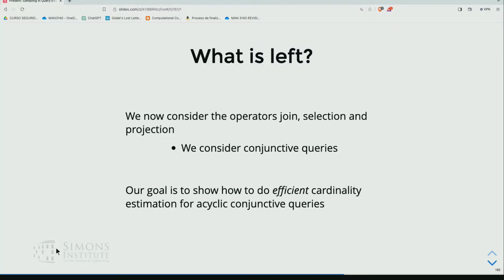Under bag semantics? Sorry? Under set semantics. Under set semantics, yeah. That's a good question, actually, about whether this work extends to bag semantics.